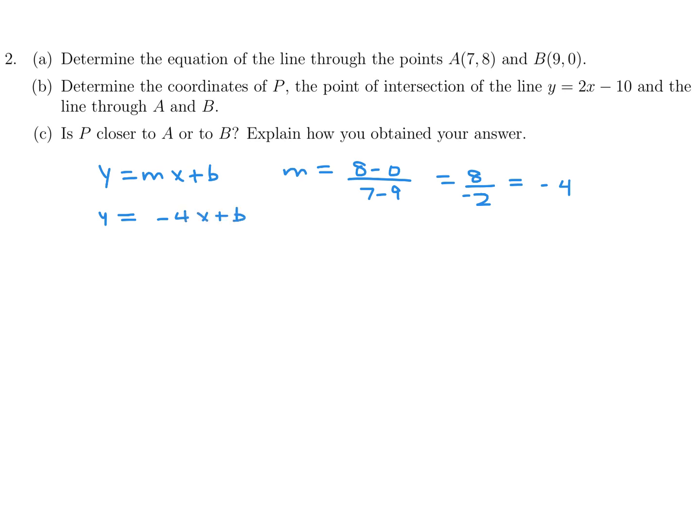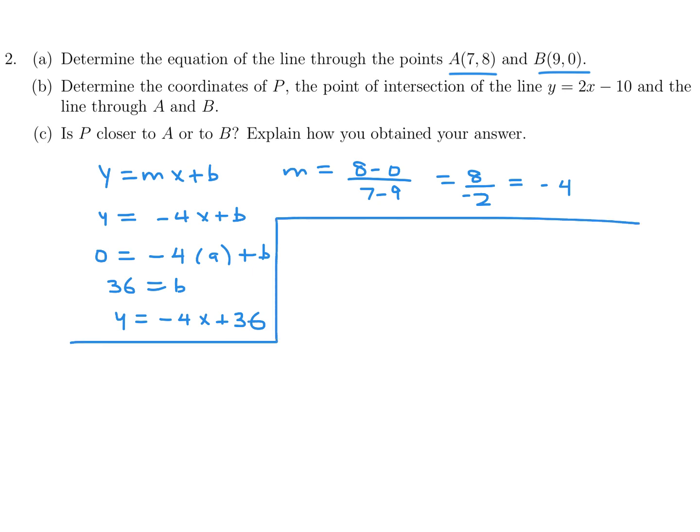To figure out the value for b, substitute either one of those points. Doesn't really matter which one. I'll put in 9, 0. So when y is 0, that means that x is 9. So that means b is 36. So the equation is y is equal to minus 4x plus 36.